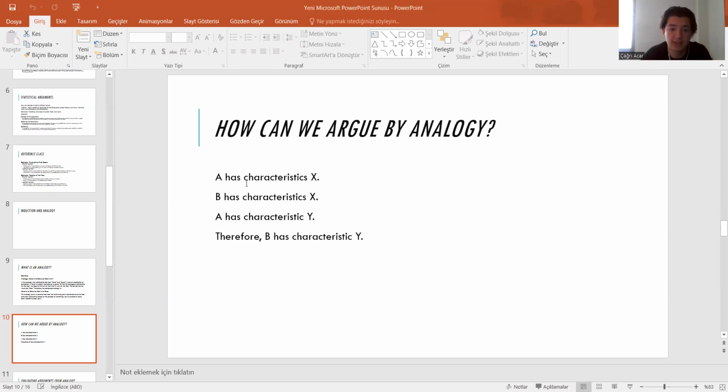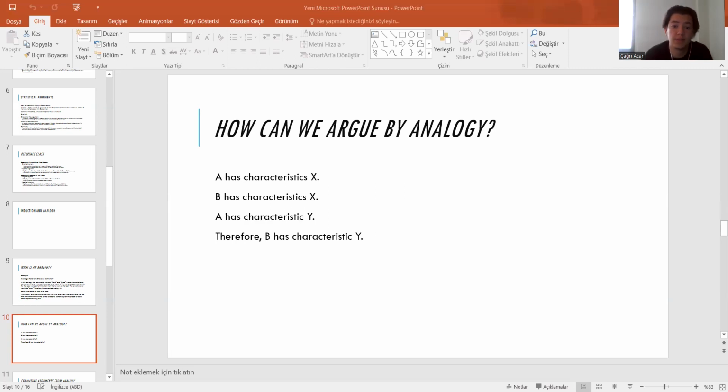A has characteristics X, B has characteristics X, A has characteristics U. Therefore, B has characteristics U. This basic structure can be expanded to include more details, as shown in the example.